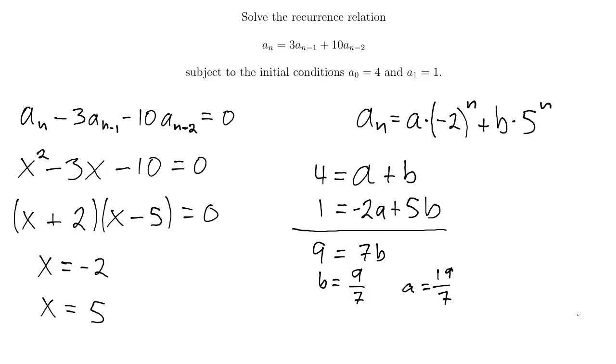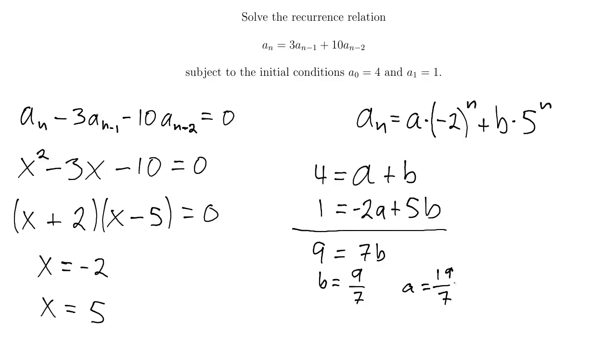And I've done it. So what I did here is I multiplied the top equation by 2 and added it to the bottom equation. That eliminated the a term and then gave me 9 is equal to 7b. Divide both sides by 7. I get b is 9/7, and since a plus b needs to add up to 4, I know a needs to be 19/7. All right, use whatever method you like to solve the system of linear equations.